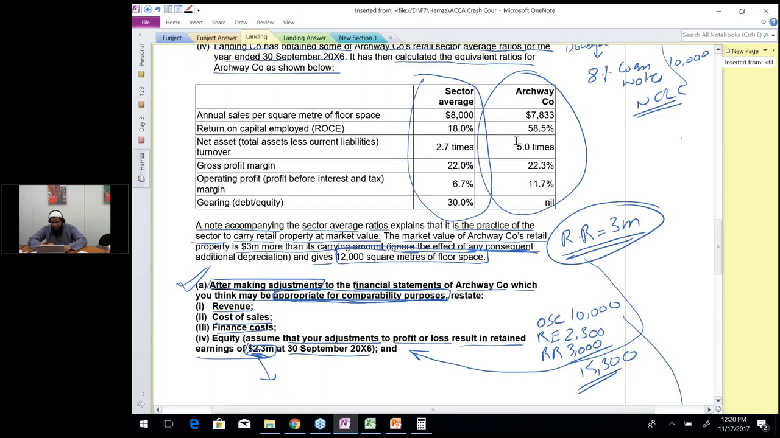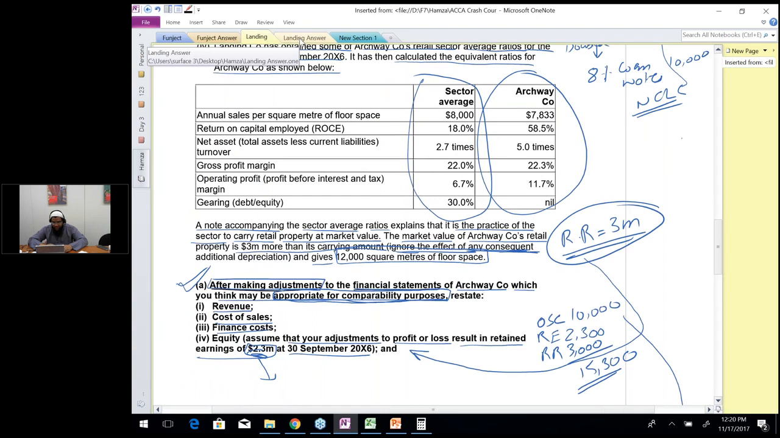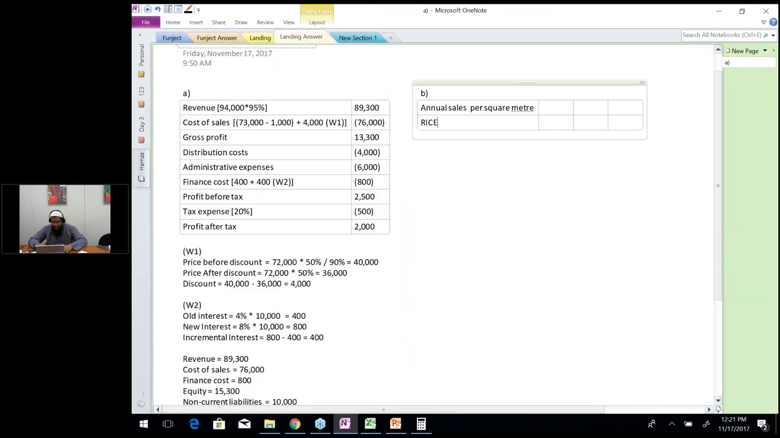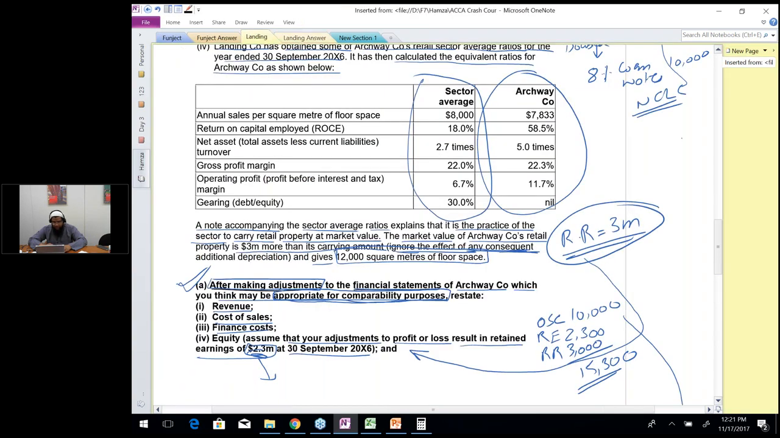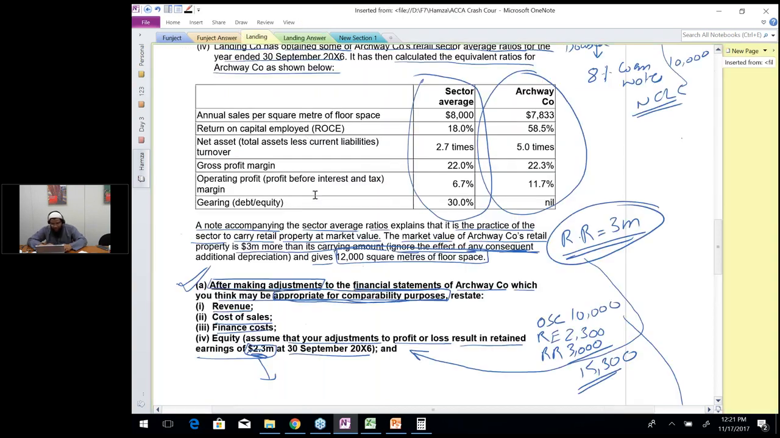And then we have sector average, we have Archway. So I'm writing three values: the sector average, the Archway reported, and the one that we have calculated. And then the question has given us the ROCE and the net asset turnover, ROCE and the net asset turnover. And then we have gross profit margin, operating profit margin. And then we have gearing. So these are the ratios required now.